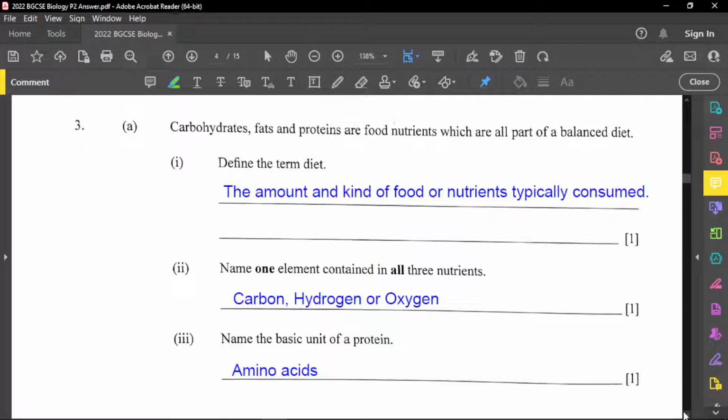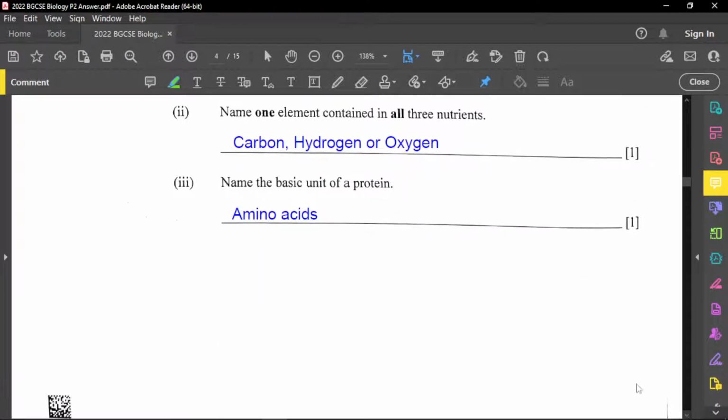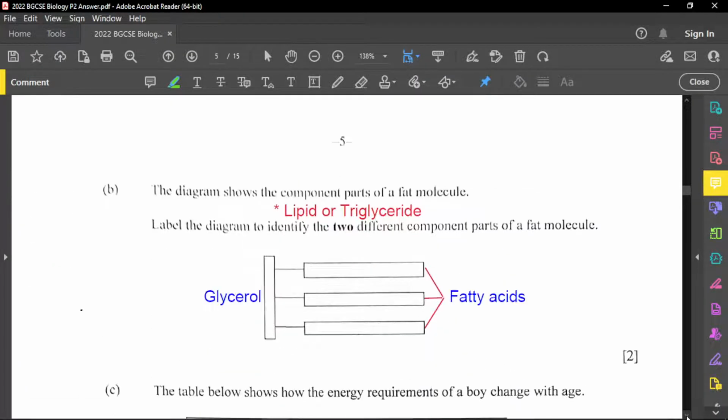And it's to name the basic unit of protein. The basic unit, which is called the monomer, is amino acids. So amino acids are the basic units for proteins. Now, for part B of this question, a diagram shows the component parts of a fat molecule. And a fat molecule here is also called a lipid or a triglyceride, just to make mention of that. All right. And so fats are examples of lipids, I should say. And so fats are called triglycerides.